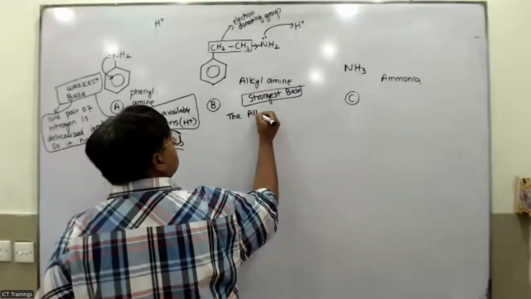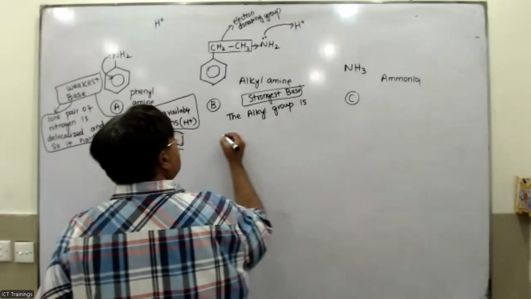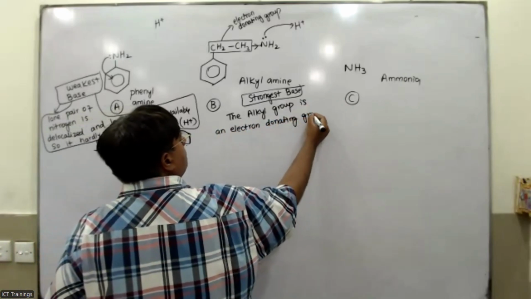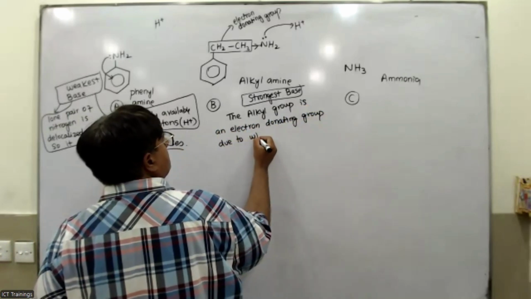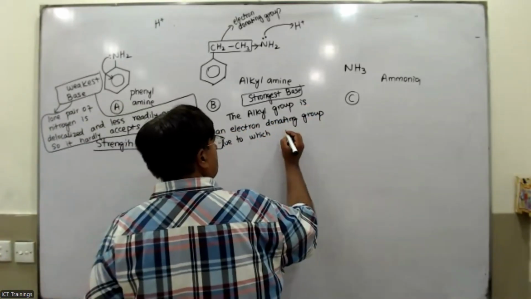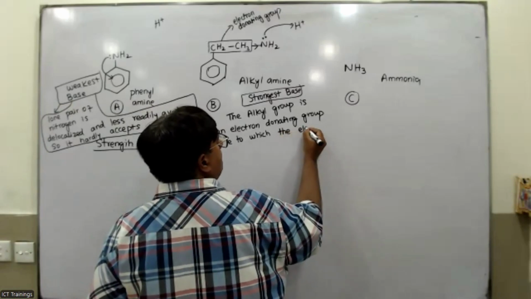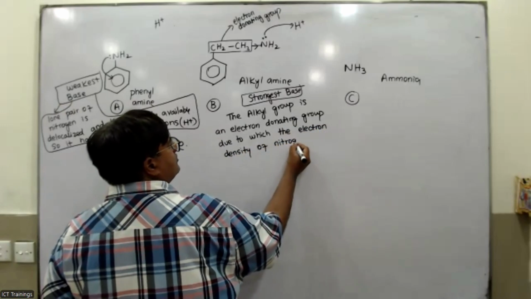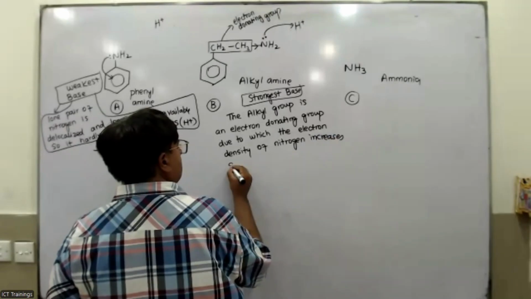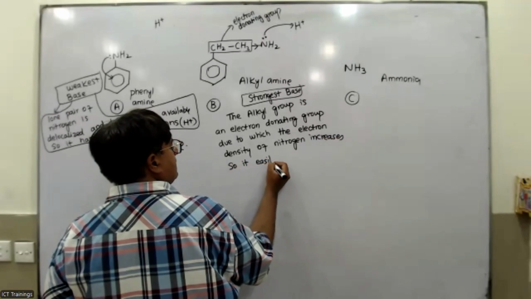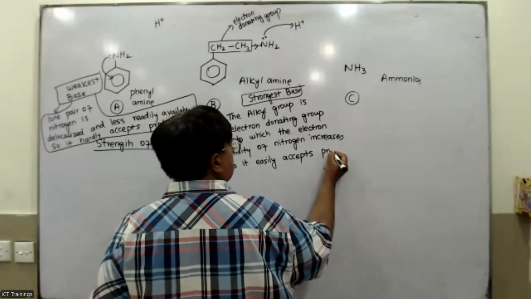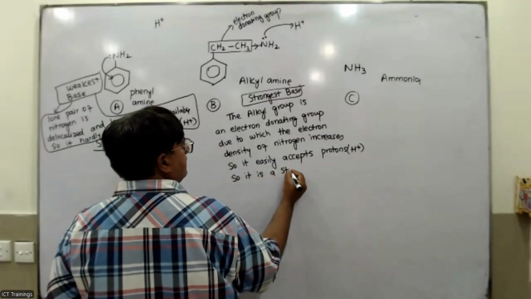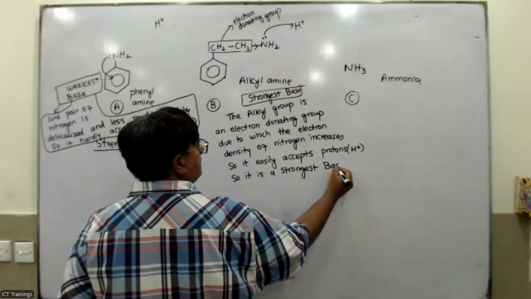The alkyl group is an electron donating group, due to which the electron density of nitrogen increases, so it easily accepts protons. So it is the strongest base. Okay.